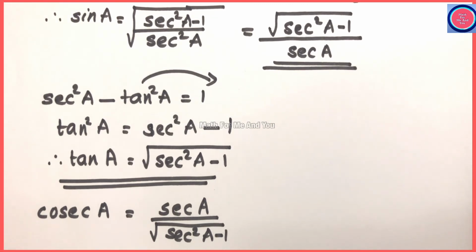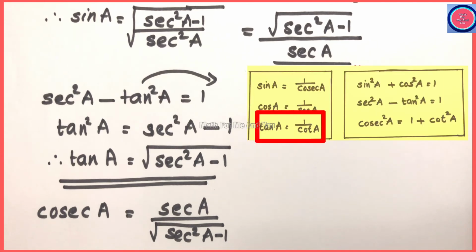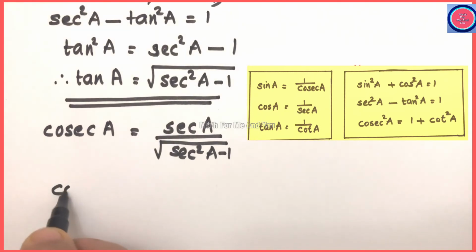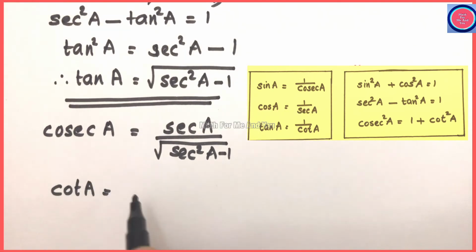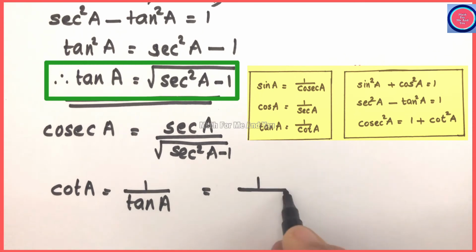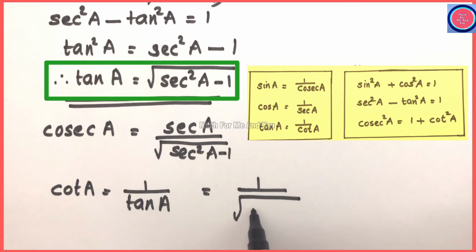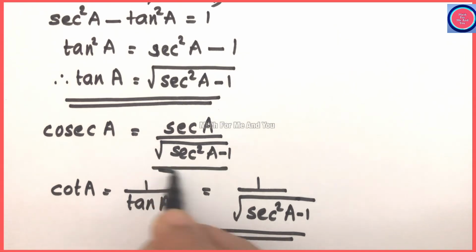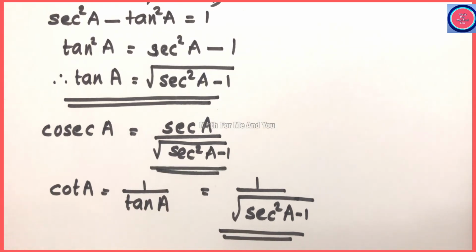Next we have to write cot in terms of sec. Cot and tan are reciprocals, so if we take the reciprocal of tan, we get cot. So we can write cot A is equal to 1 divided by tan A. And what is tan A? Square root of sec square A minus 1. So substituting there, we get 1 divided by square root of sec square A minus 1. What we are getting is cot A in terms of sec A. You can see here, we have changed each and every other ratio in terms of sec A.